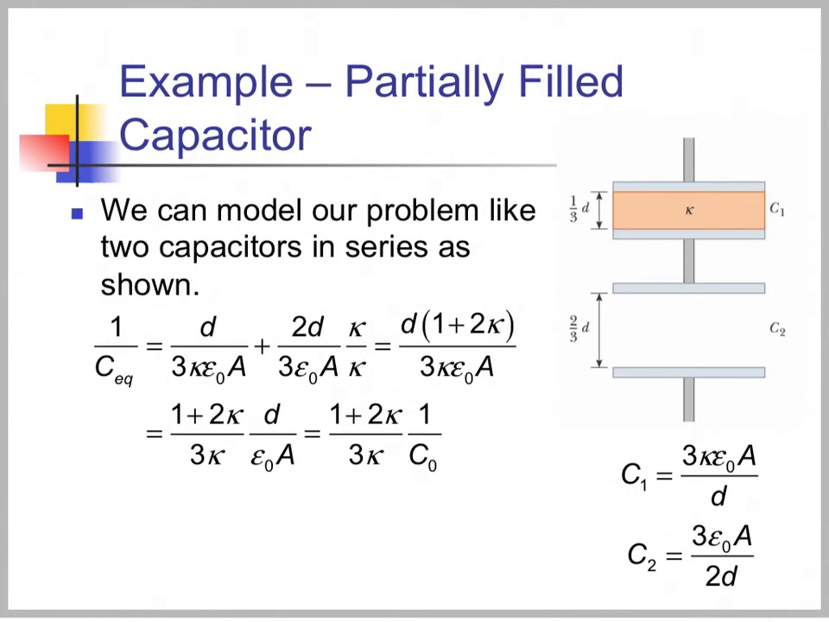So 1 over C equivalent is 1 over C1 plus 1 over C2. We get a common denominator, we add them up, and then we see that when we add them up, we get d times 1 plus 2 kappa over 3 kappa epsilon naught A. We can simplify this a little bit, and we get 1 plus 2 kappa over 3 kappa times d over epsilon naught A, which is d over epsilon naught A is just 1 over C naught. So we can invert both sides of this equation, and we get that the equivalent capacitance is 3 kappa over 1 plus 2 kappa times C naught.